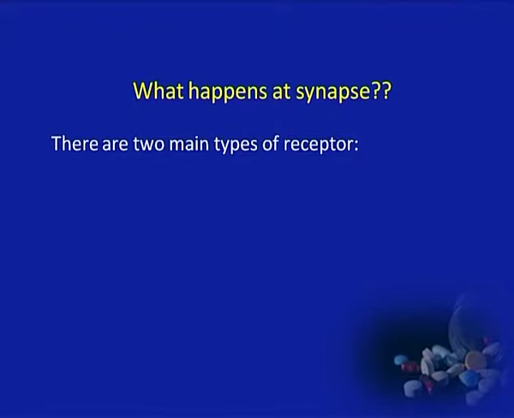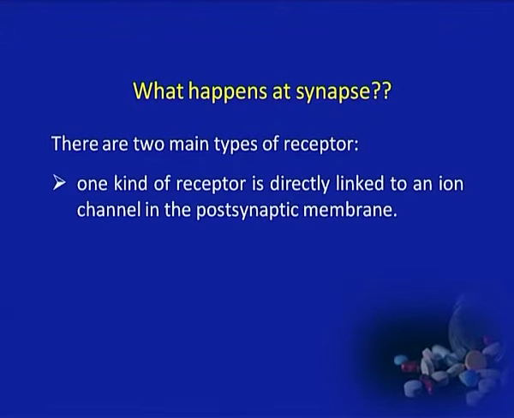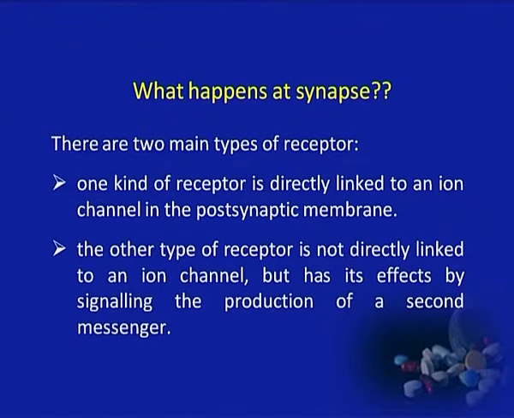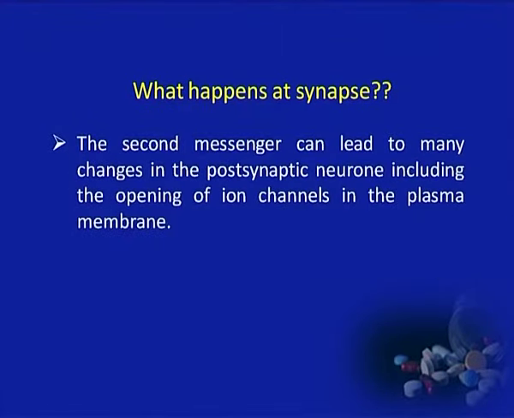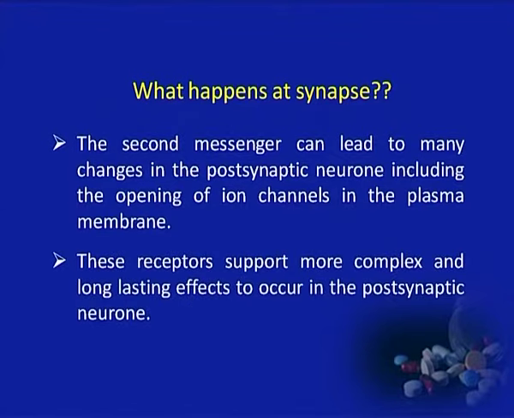There are two main types of receptors. One kind of receptor is directly linked to an ion channel in the postsynaptic membrane, and the other type of receptor is not directly linked to an ion channel, but has its effect by signaling the production of a second messenger. The second messenger can lead to many changes in the postsynaptic neuron, including the opening of ion channels in the plasma membrane. These receptors support more complex and long-lasting effects to occur in the postsynaptic neuron.